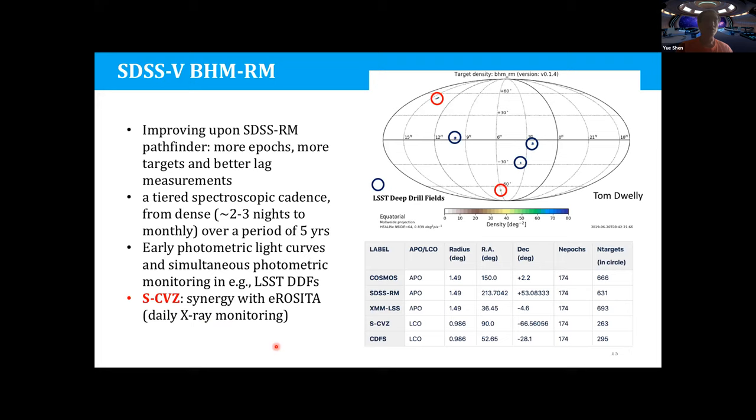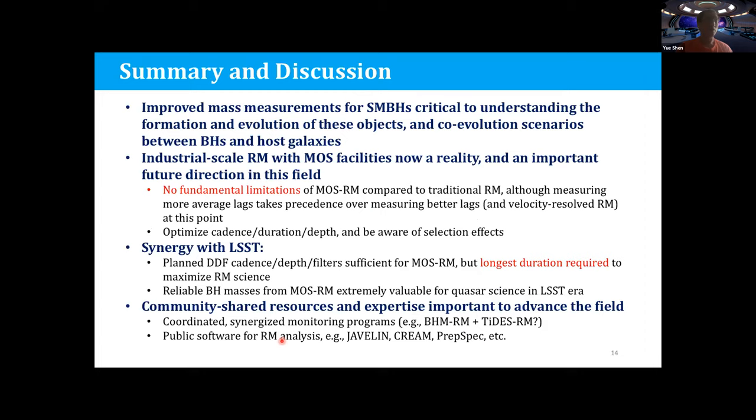This is my last slide, to summarize and put up some discussion items. I won't read the entire thing, but I would just say a few things. In terms of synergy with LSST, the requirements for BHM-RM for broad-line reverberation mapping are not as stringent as those for other AGN science. The planned DDF cadence, depth, and filter combinations are sufficient for most of BHM-RM, but we do require the long survey duration to maximize BHM-RM science. I should also say that we would prefer more or less uniform sampling from the LSST DDFs, because some of these BHM-RM programs happen later and some earlier. It would be odd if LSST were starting rolling cadence from high cadence to low cadence while the other late BHM-RM programs start to kick in to take spectroscopic monitoring, okay?